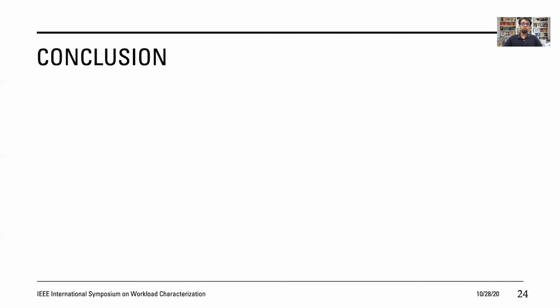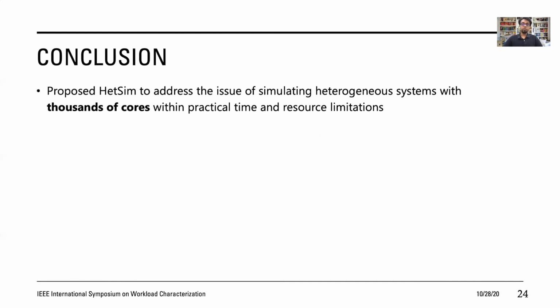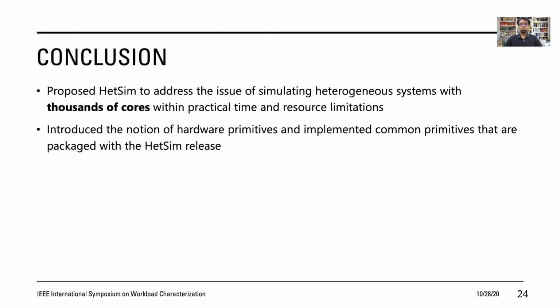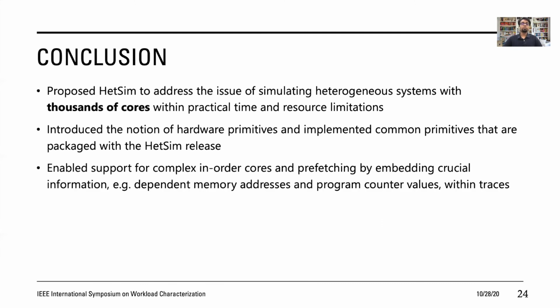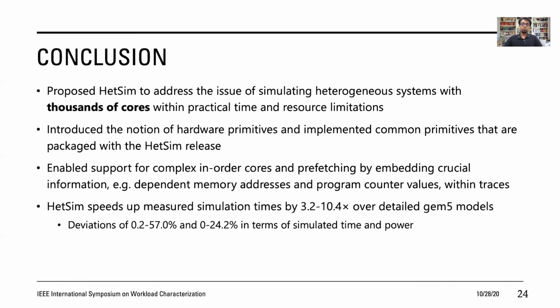To conclude my talk, we developed a tool called HetSim to address the issue of large-scale simulations for heterogeneous systems. We introduced the notion of primitives and packaged common ones with the latest HetSim release. HetSim enables flexibility to support modern hardware mechanisms by embedding additional information in its traces. We demonstrated simulation time improvements of 3.2 to 10.4x over detailed Gem5 models, with just a deviation of 0.2 to 57% in terms of runtime and 0 to 24.2% for power.